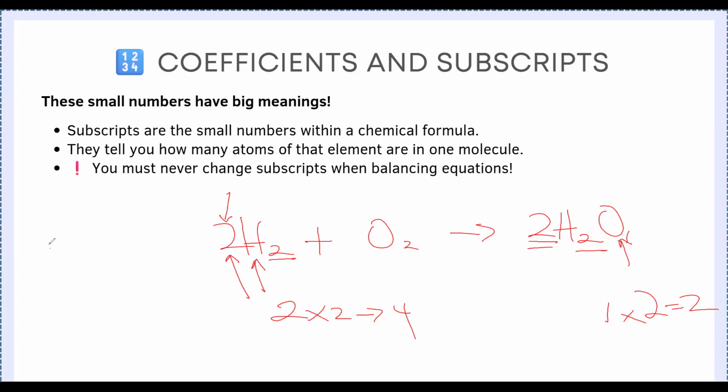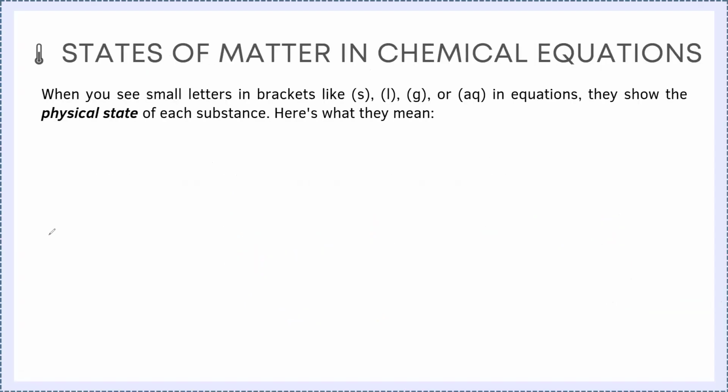So next up on our list that we are looking at are the states of matter. Now, when chemical equations or chemical reactions take place, the substances that react do so in different states of matter. They can be in the solid state, they can be in the liquid state, they can be in the gaseous state, or they can even be in an aqueous solution. Now, this is what we mean.